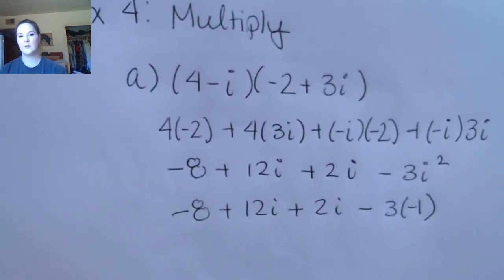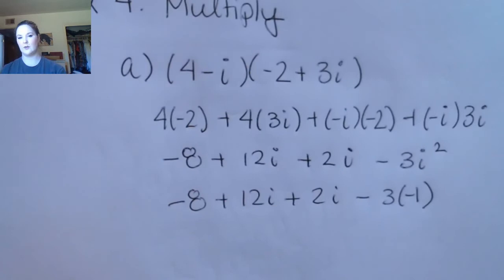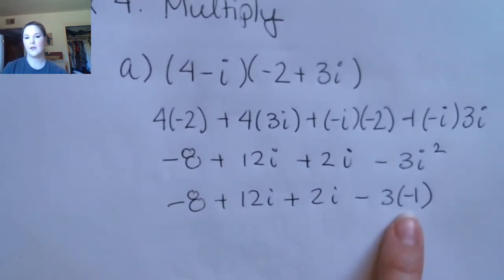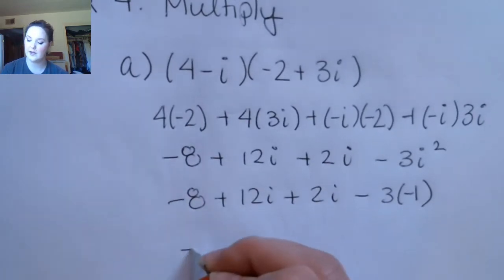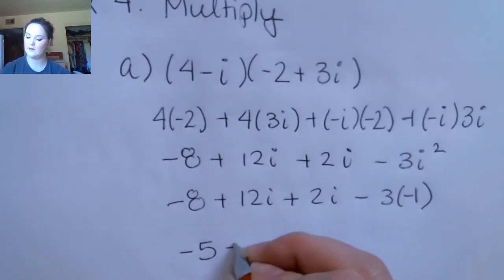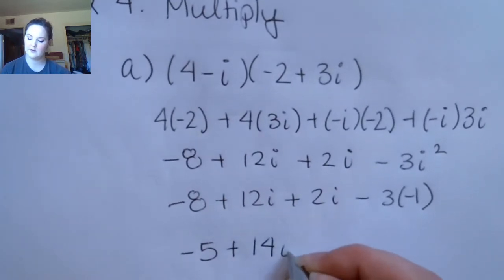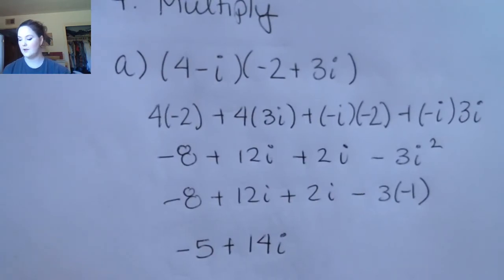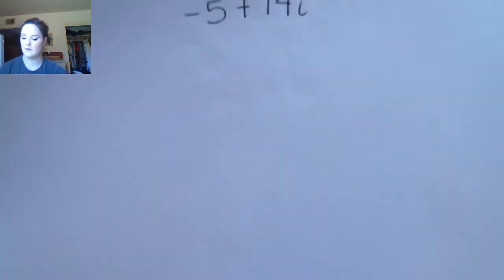Now we're going to combine our like terms. So we have negative 8 and positive 3, so that would be negative 5. And then we have 12i and 2i, so 14i. All right, let's do one more of those.